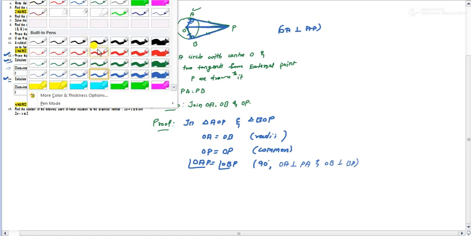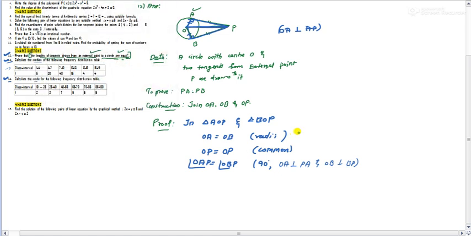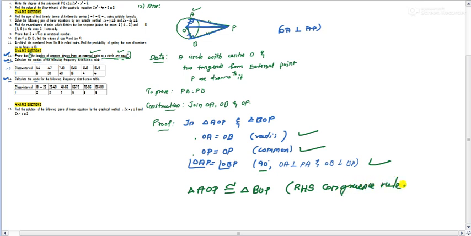Okay, so we have got three data: two sides and one angle, and this angle is 90 degrees. So it means triangle AOP is congruent to triangle BOP. Okay, right angle, hypotenuse and one side. So you can write this using the RHS congruence rule.